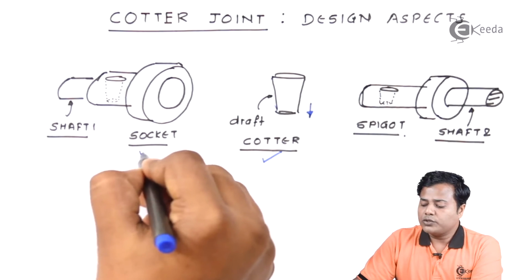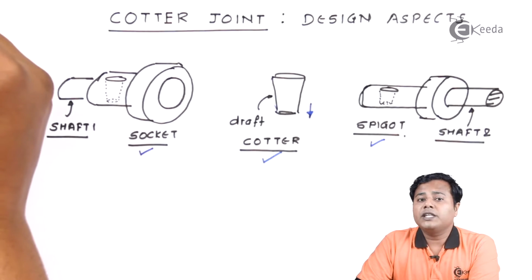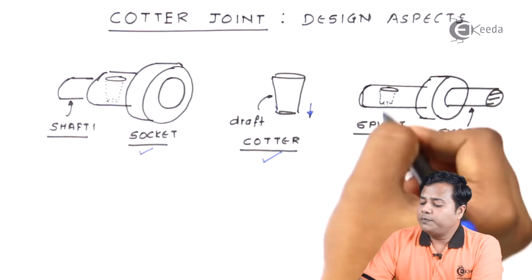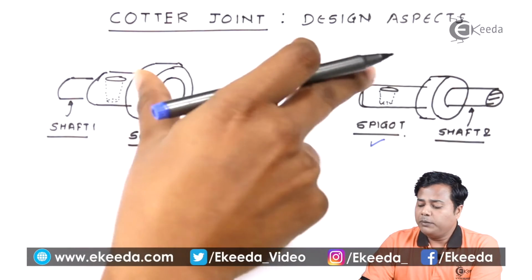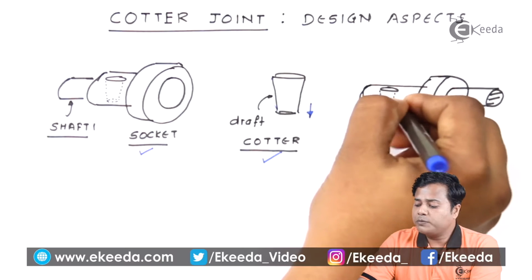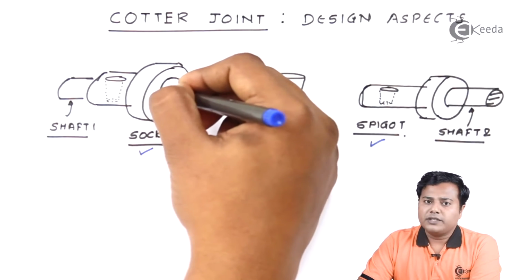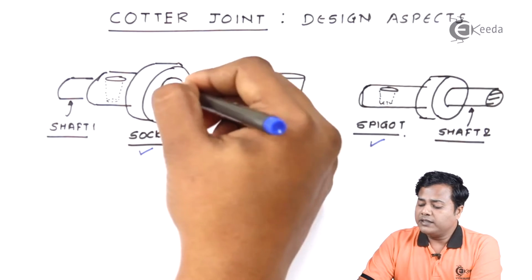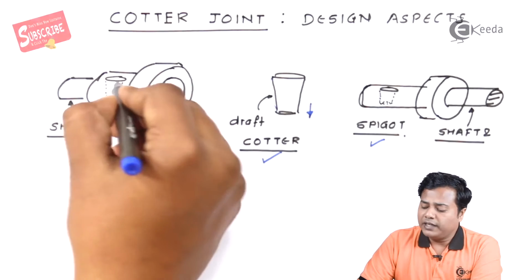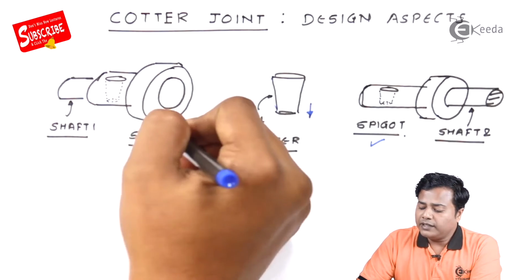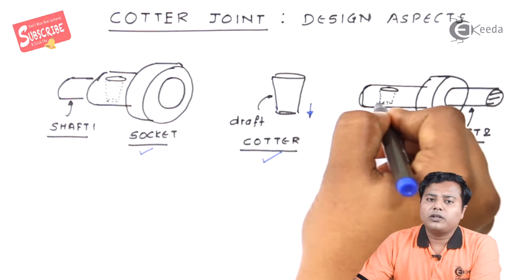One of them is called the socket, another is called the spigot. The socket has a hole inside. The spigot has an extruded part, which is inserted inside the socket. Once they are inserted, the provision is made in such a way that there will be cavities inside the socket which exactly match with the cavity inside the spigot.